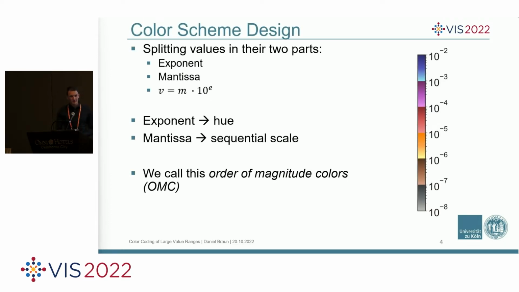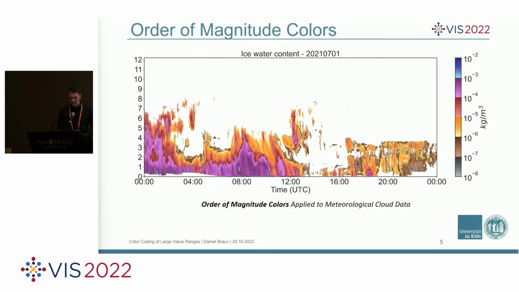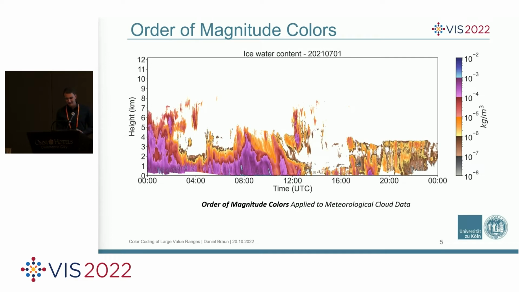In our approach, we split every value into its 2 parts, the mantissa and the exponent. We map every exponent to a different hue and every mantissa to a sequential scale of the respective hue. We call this order of magnitude colors, or OMC for short. With the values encoded by our new color scheme, this is how the visualization of the meteorological data looks.